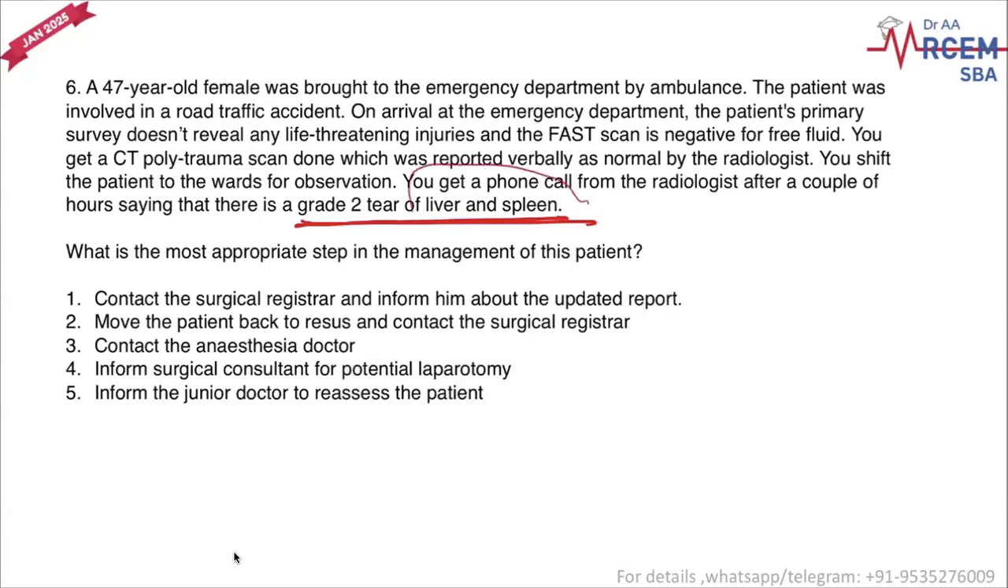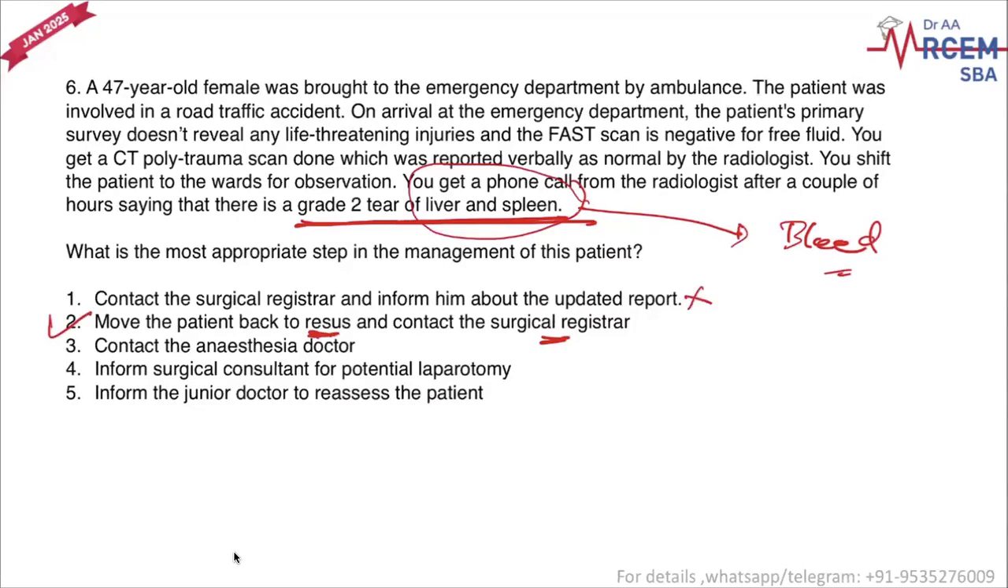There is an injury to the liver and spleen. So the patient can start bleeding. Though he was stable, he might be slowly oozing and can become unstable at any point of time. So it is best that you shift this patient back to resuscitation and involve the surgical registrar as soon as possible, because in the ward, if the patient deteriorates, you may not be able to resuscitate. That's why shifting to resuscitation should be the ideal thing. Contacting the surgical registrar without shifting to resuscitation is not advised. That's why the first one is wrong.